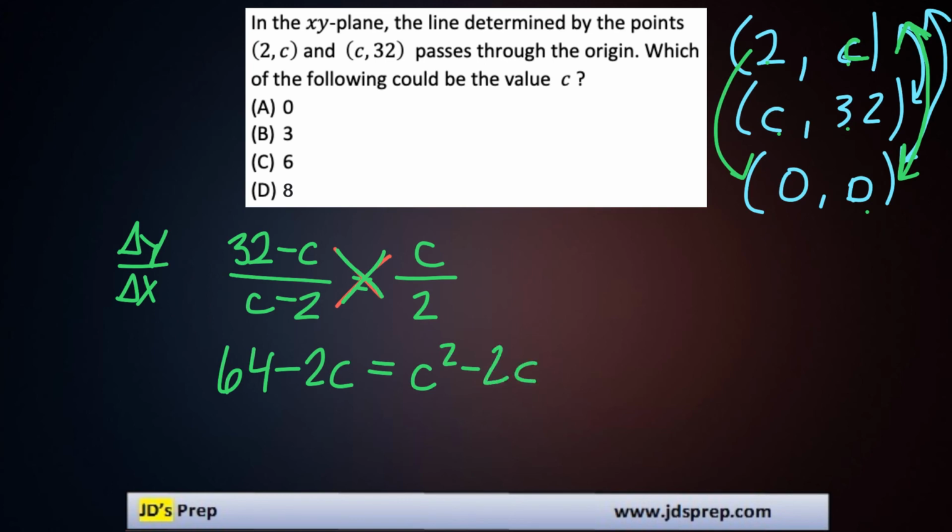All right, you'll notice we've got a minus 2c on both sides of this equation, so they essentially cancel each other out. So we've got 64 is equal to c squared. Well, what squared is 64? 8. So that matches option D.